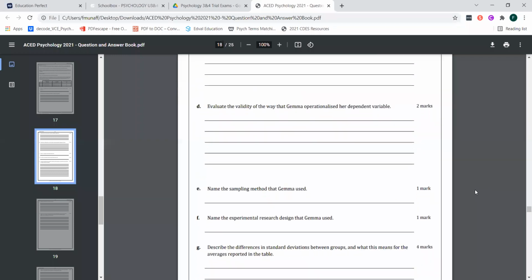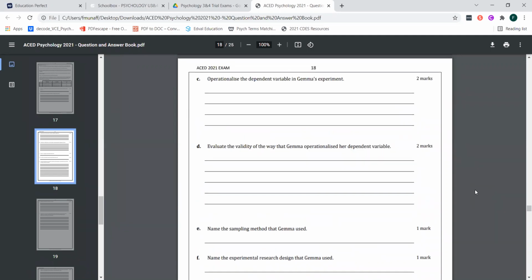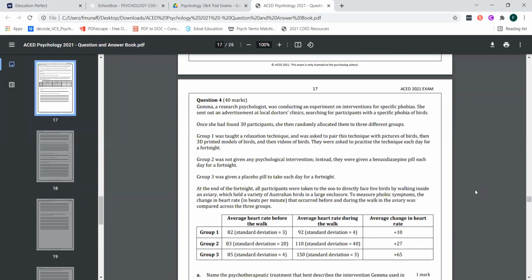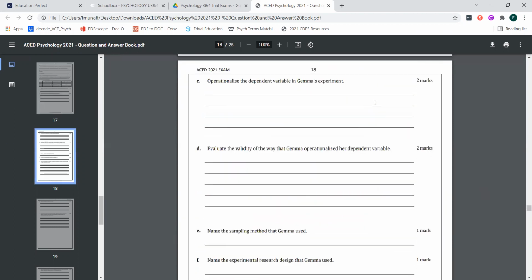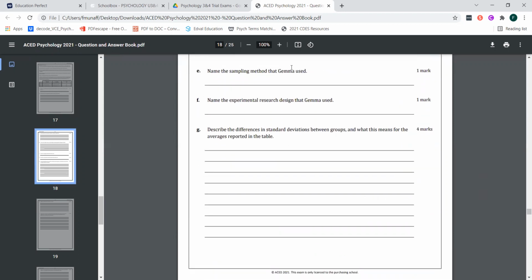Okay, so anyway, if we move on to the next part of the question, name the sampling method that Gemma used. So if we look at the sampling method that she used, basically, if we go up, we can see that she's conducting an experiment. She sends out an advertisement. So does anyone remember whenever we see the word advertisement or volunteered, in general, what type of sampling procedure are we talking about? Convenience. Yes, convenience. Good. So then all you're doing here is naming. So just write convenience sampling and you get 1 mark. Be careful, don't write convenient. It's convenience. Okay, E-N-C-E, not E-N-T. So that's the 1 mark there.